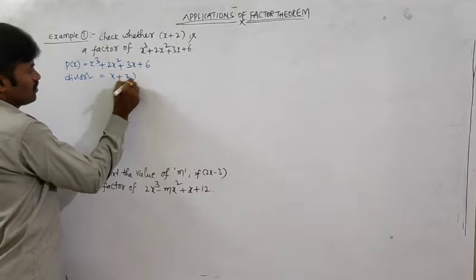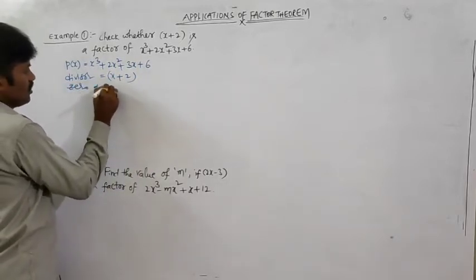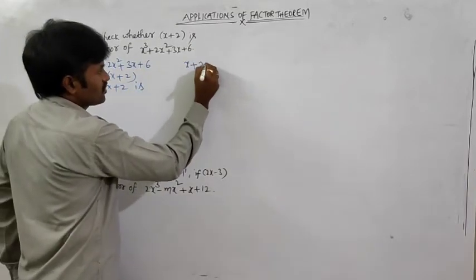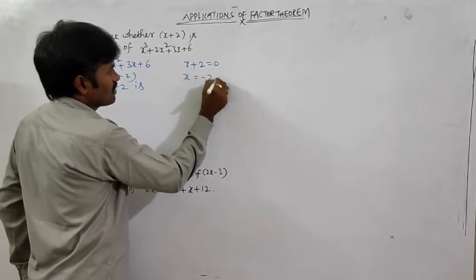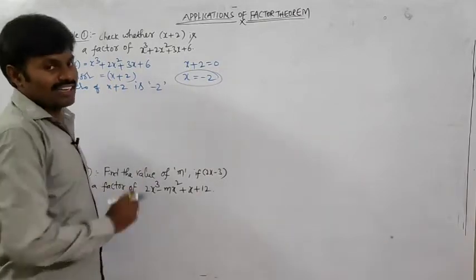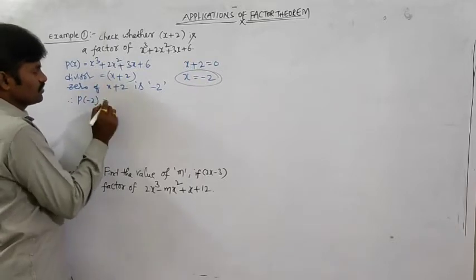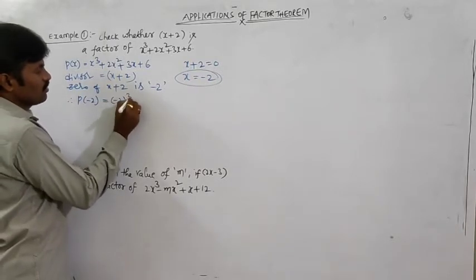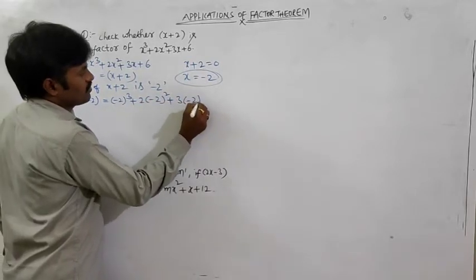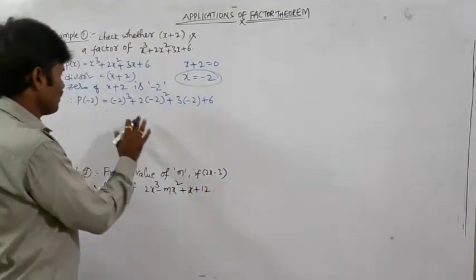Now what is the zero of x plus 2? Can you guess? Make x plus 2 equal to 0 and write x alone, then the answer is minus 2. So I have to replace x by minus 2. Then p of minus 2 is equal to, substituting this, minus 2 whole cube plus 2 into minus 2 whole square plus 3 into minus 2 plus 6. Just substituting and replacing x by minus 2 and simplifying.